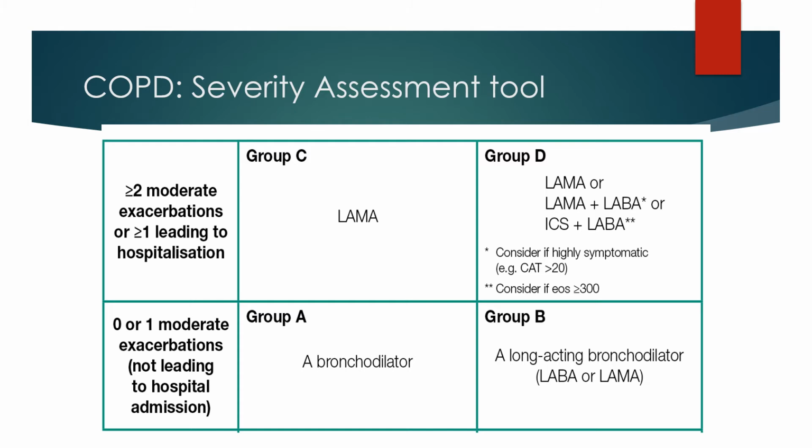So for group A, it's recommended to add bronchodilators like albuterol. Group B, it's recommended to add a long-acting bronchodilator to the bronchodilator before. And then group C, this is where you add a long-acting muscarinic antagonist. And then group D, you add that or a LAMA plus LABA or inhaled corticosteroid. So it basically helps you guide the treatment based on their risk of exacerbations.